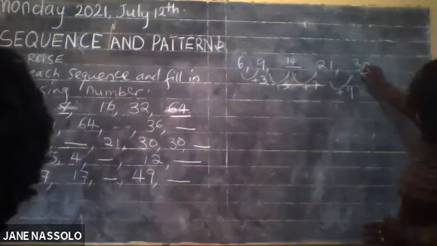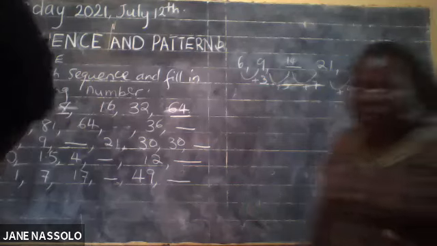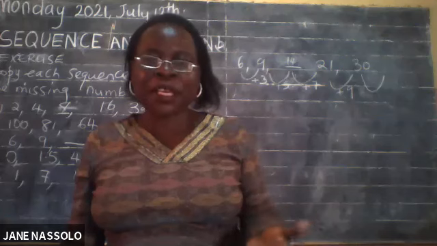Then, there is another 30. There is another 30 after that 30. That's what I was saying, it might have been a typing error.